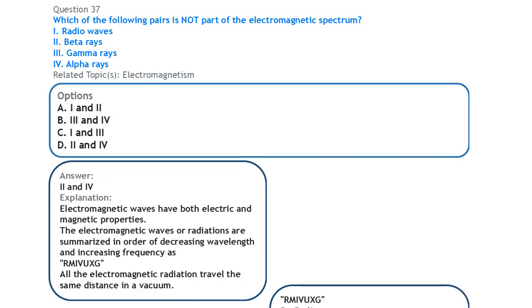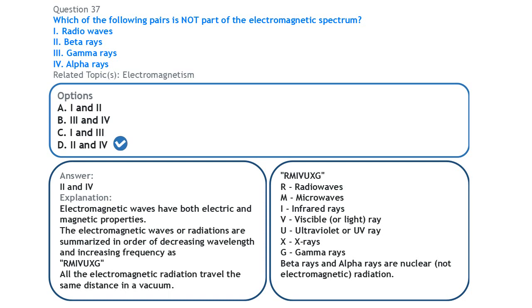That is the beta ray and alpha rays. The beta ray and alpha rays are nuclear radiations; they are not from the electromagnetic spectrum. The waves in the electromagnetic spectrum are summarized as Remi Vox G. That's like a mnemonic, where the R is the radio wave, we have it here.